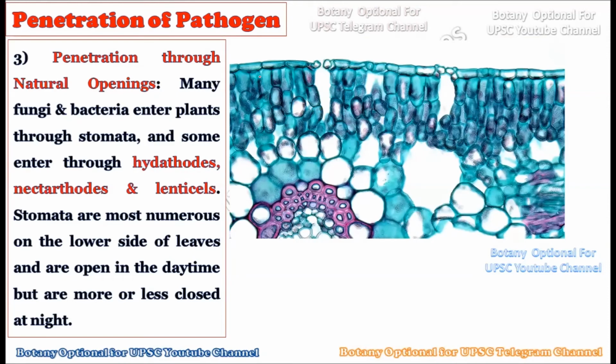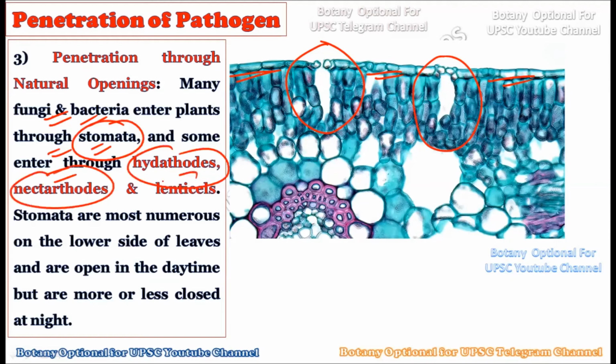As you can see, this is the external surface of the plant, and these are epidermal cells, and within these epidermal cells you will see the natural openings in the form of stomata. So these natural openings can be utilized by the pathogen to enter the plant body. Many fungi and bacteria enter the plant body through the stomata, and some enter through the hydathodes, nectarthodes, or lenticels. Fungi and bacteria are famous for utilizing natural openings like the stomata, but sometimes they also exploit the hydathode structure, the nectarthodes, as well as the lenticels.